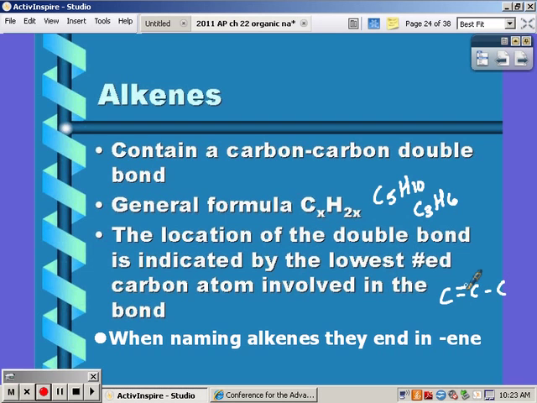So if I wanted propene, I would have that. If I wanted 2-propene, then I would have this one, because the second carbon is the lowest numbered carbon in the bond. When naming alkenes, they always end in -ene.